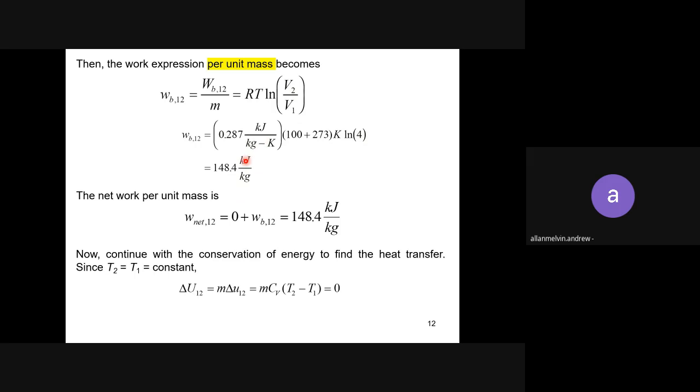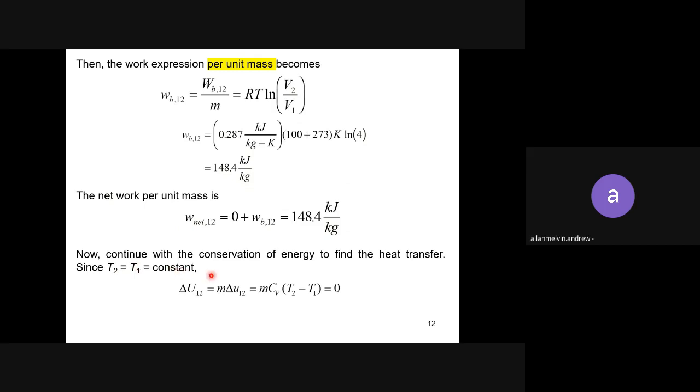So 148.4 kilojoule per kg. So make sure the unit is per unit mass. Okay, so you already got this. Then the net work per unit mass. So W net equals to, so other work is 0 and the boundary work is 148.4. Okay, so you finally will get the net work done is 148.4 kilojoule per kg.